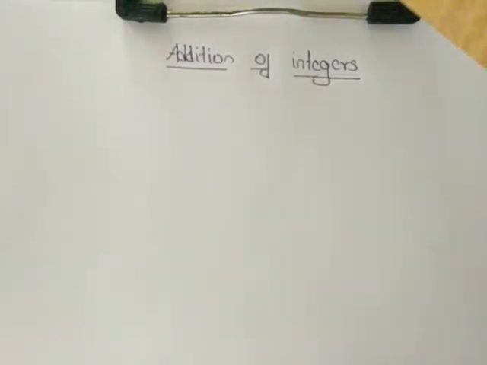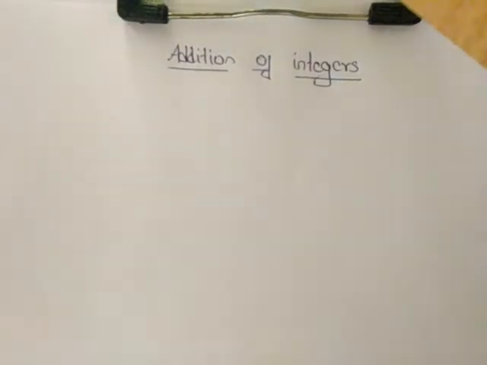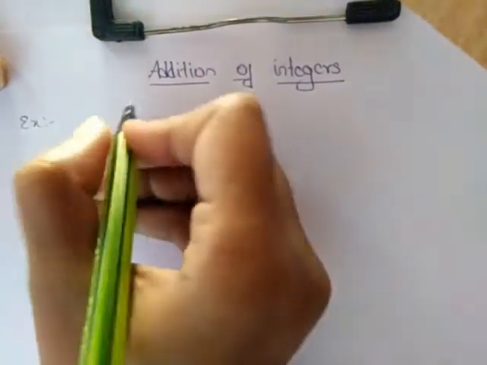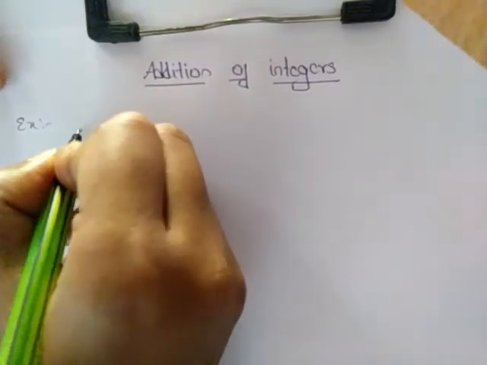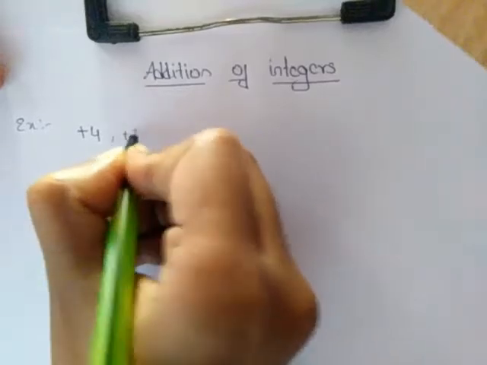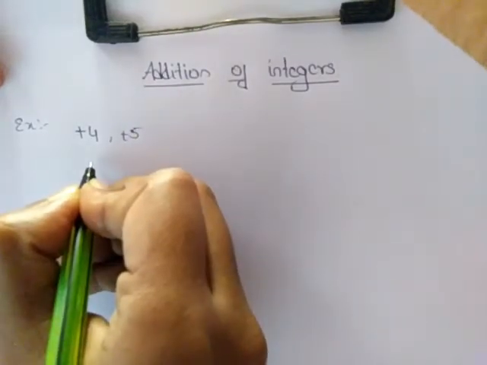In today's class, let us learn how to add integers, right? That is nothing but an addition of integers here. So, let's begin. Let us take an example. Example 1. Let us see how to add two positive integers, plus 5 and plus 4.